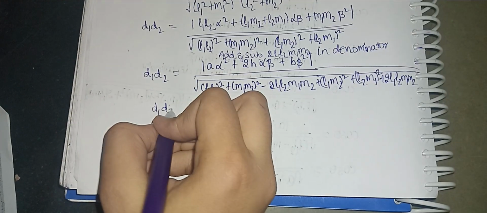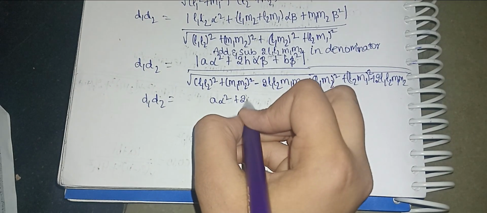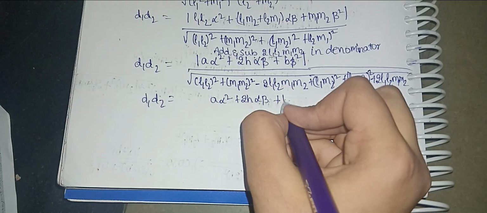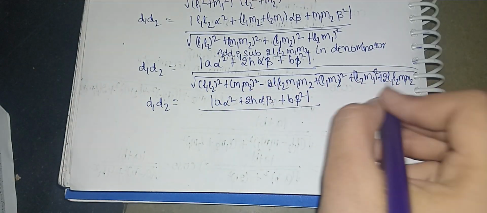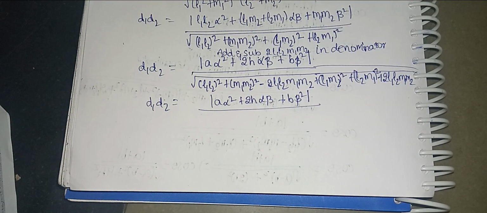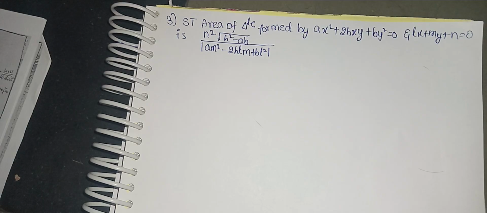Okay, D1 D2 is equal to A alpha square plus 2H alpha beta plus B beta square. Previously, I have told you how we have simplified this. Now you simplify this and see whether our answers match or not. This is the answer. Okay, now we'll go to the third theorem. Here is the third theorem.